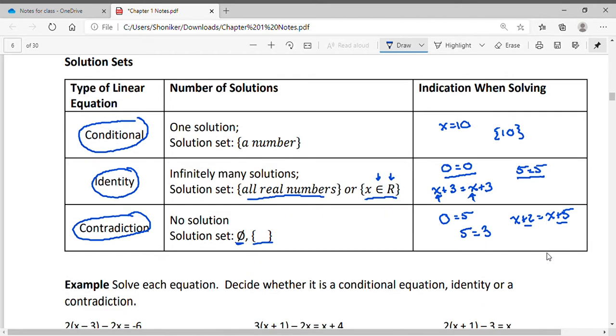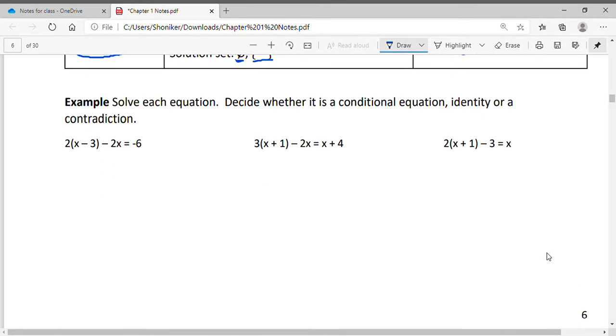You can never add 2 to a value and add 5 to that same value and ever get the same thing. So what will happen is you'll be solving an equation, and you'll have no idea whether it's conditional, an identity, or a contradiction until you get to the end. For example, if I work through this one, the first thing I'm going to do is distribute the 2. So I'm going to simplify my equation. I get 2x minus 6 minus 2x equals negative 6. When I collect like terms, I get 2x minus 2x, which means that it's 0. So I get negative 6 equals negative 6.